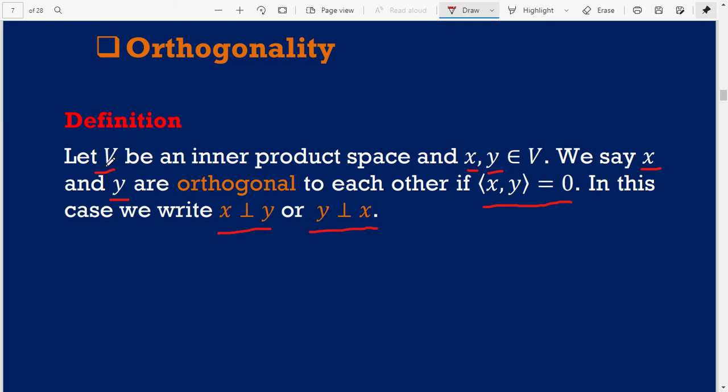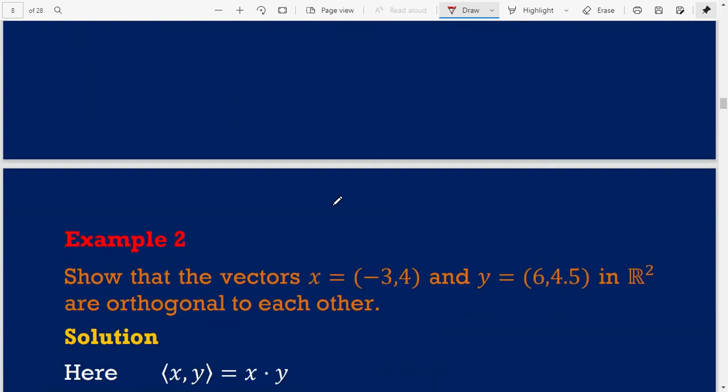Here V is an inner product space and two elements x and y belong to V. Then we say that x and y are orthogonal to each other if inner product x with y is equal to 0. Then we write x is orthogonal to y or y is orthogonal to x.